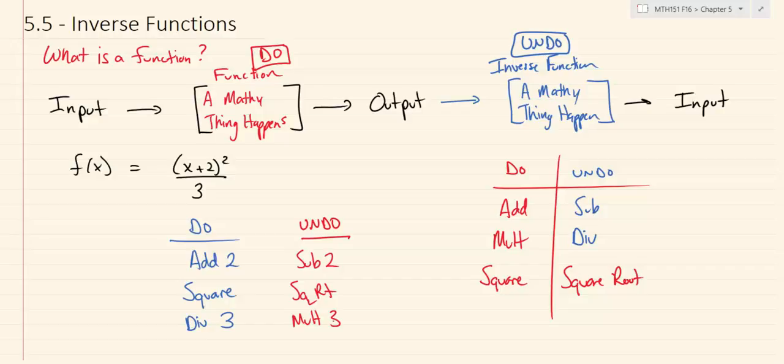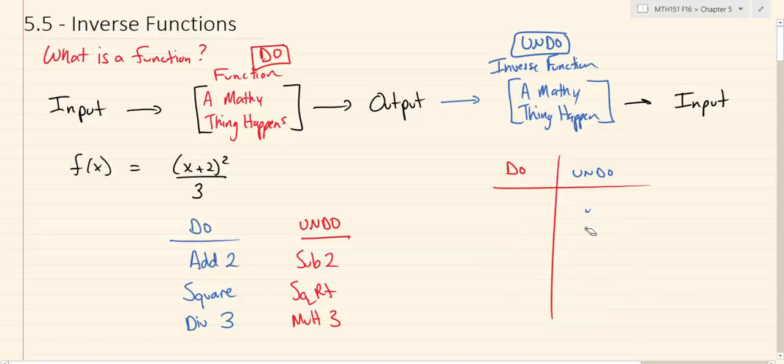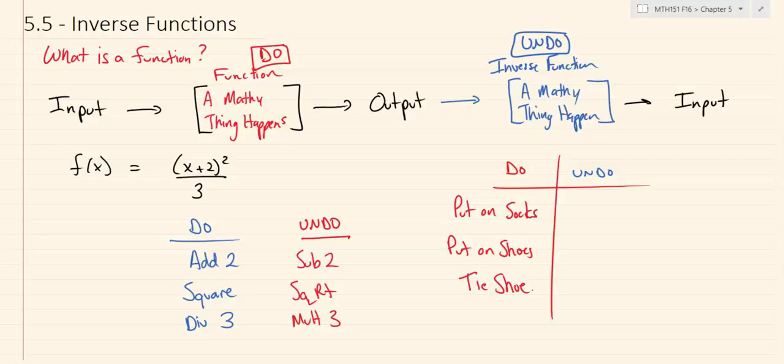Okay, this is wrong. Most students say, well, why is this wrong? So what I'd like to do is I'm going to change my do list here to something that might make a little bit more sense. So here's a do procedure. Put on socks. Put on shoes. Tie shoes. It's a process that we do almost every day. You put on your socks, then you put on your shoes, then you tie your shoes.